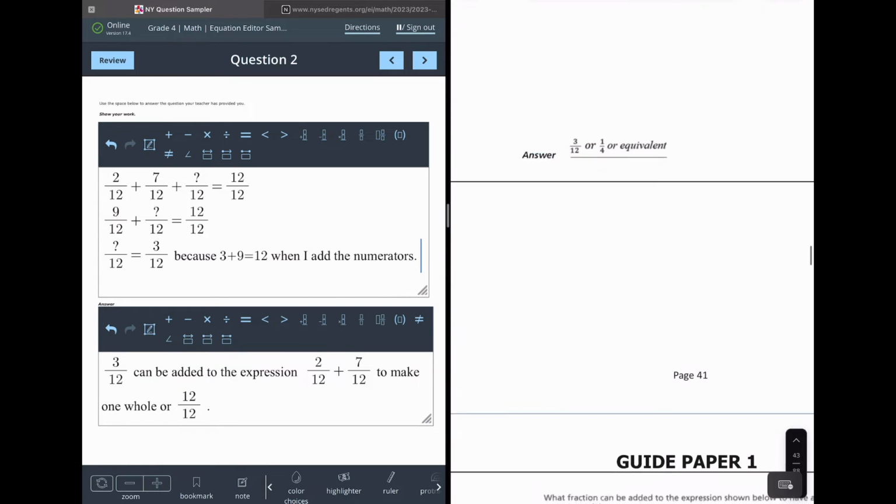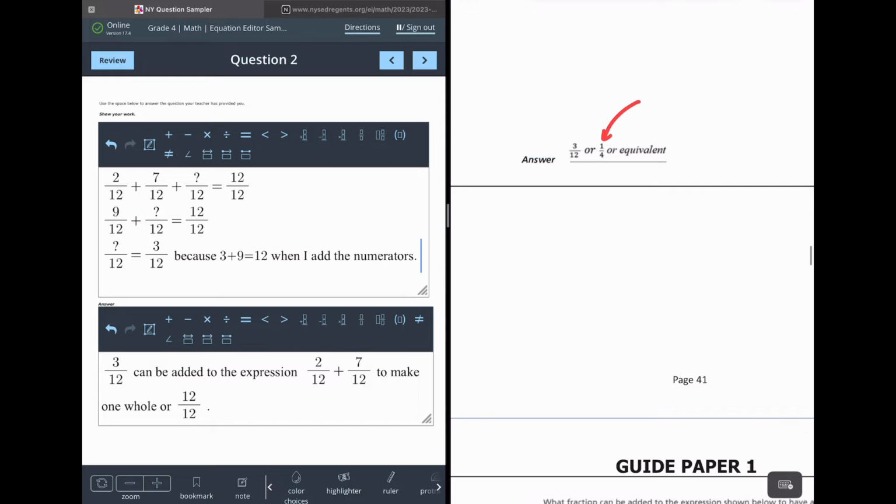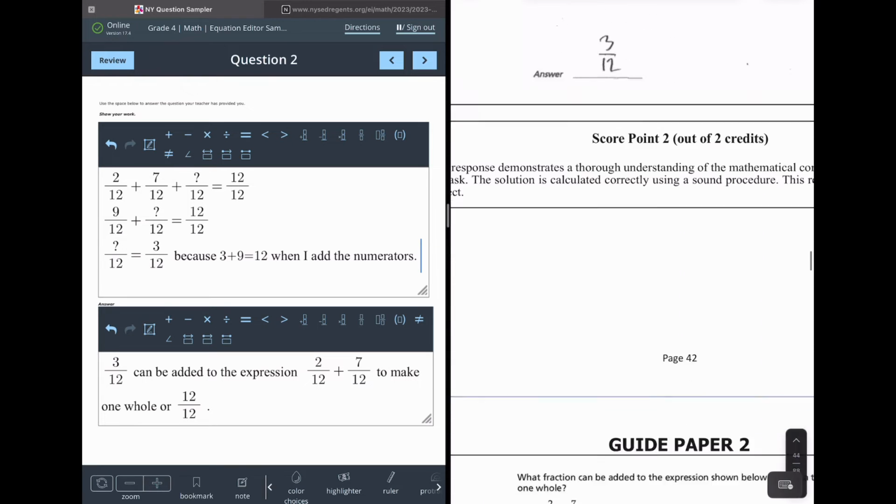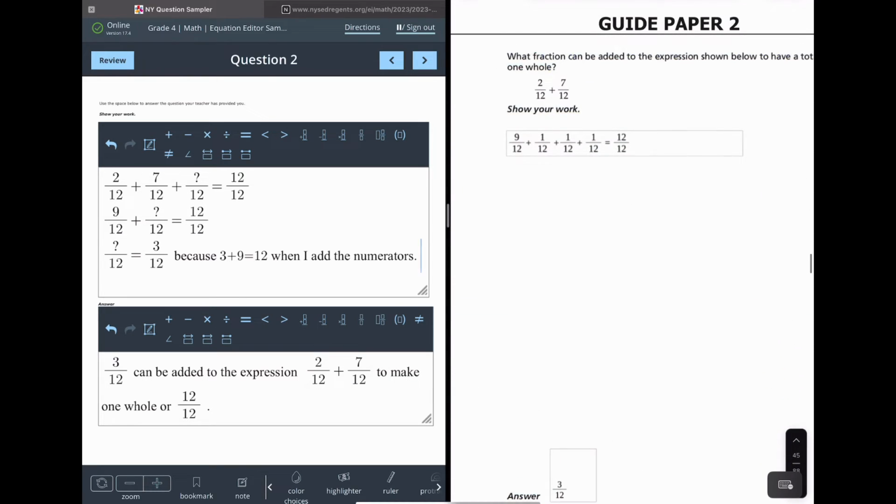Now I like that they would also take 1/4 as an answer if you had an equivalent. If you want to simplify 3 twelfths, you could also do that. So look at what some kids would have written down. It looks just like ours, like the one I modeled, where they're adding the two pieces and then they're trying to figure out 9 plus some number makes 1, and that some number, that question mark, is equal to 3.